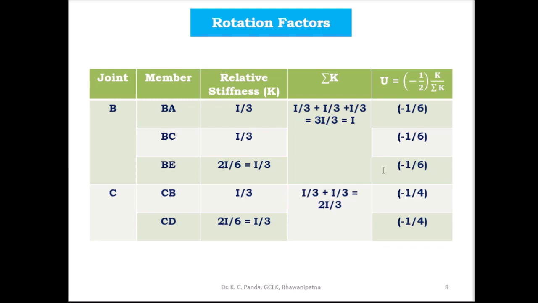Similarly, find the rotation factor for members CB and CD. UCB is equal to minus half of KCB divided by the summation KC. So this is the KC value and this is the KCB value.